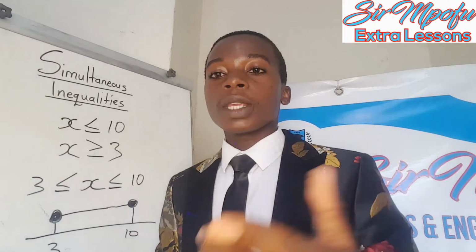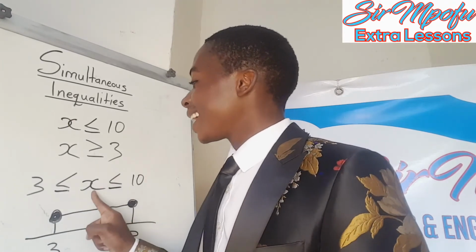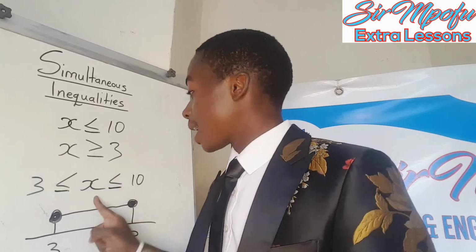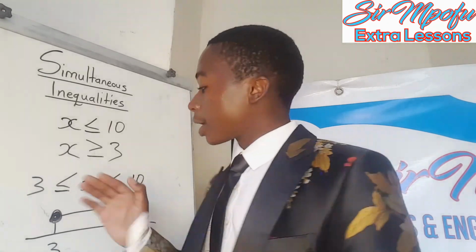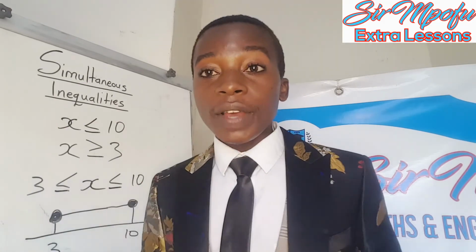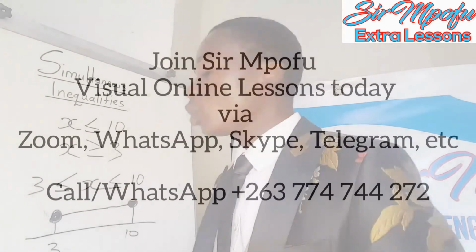How do you read this? It's very simple, guys. You read this by saying x is greater than or equal to 3, but x is less than or equal to 10. X greater than or equal to 3, but less than or equal to what? 10. This is very simple. Simple and straightforward. Let us do another example.